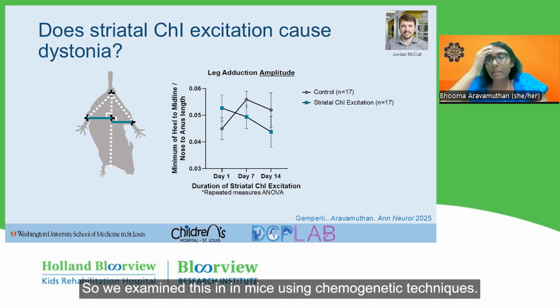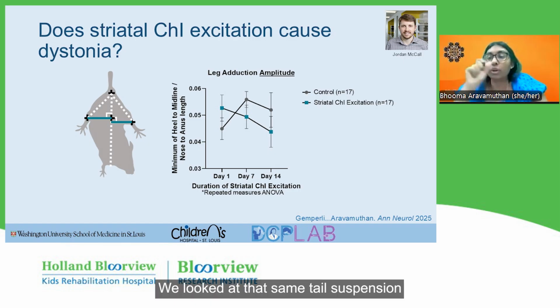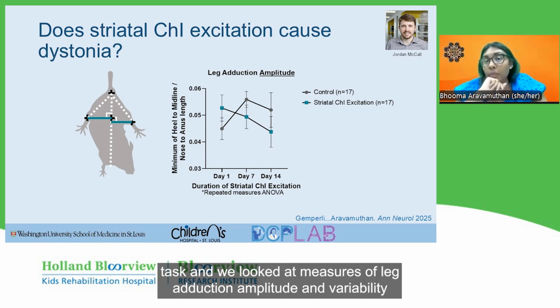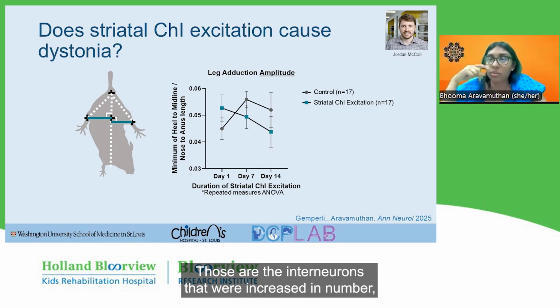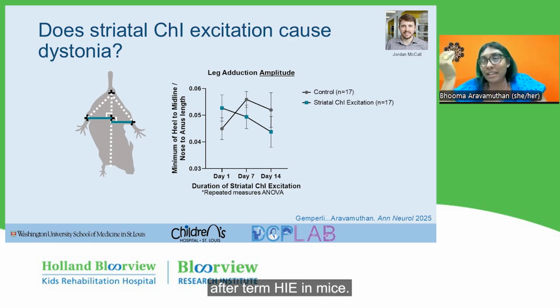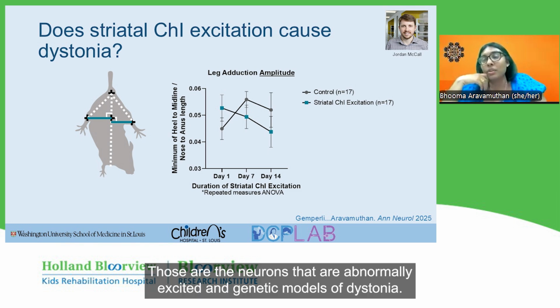So we examined this in mice using chemogenetic techniques. We looked at that same tail suspension task, and we looked at measures of leg adduction amplitude and variability with chronic excitation of striatal cholinergic interneurons. Those are the interneurons that were increased in number after a term HIE in mice. Those are the neurons that are abnormally excited in genetic models of dystonia.